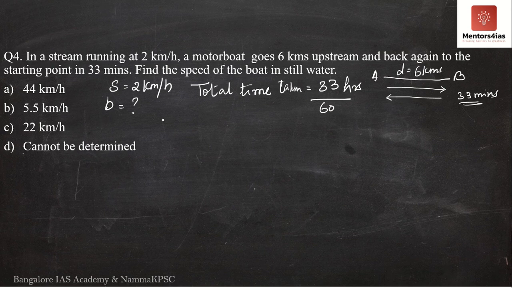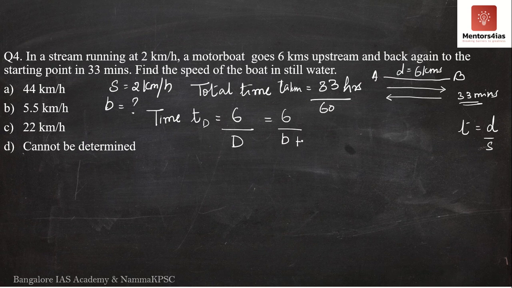Now if you consider the downstream speed, the time taken to travel downstream, let me write it as TD, that is to go from A to B. See, what is time? Time is nothing but distance by speed. The distance is 6 kilometers, and the speed is the downstream speed, nothing but B plus S. Therefore, the time taken to travel downstream is 6 divided by B plus S, where S is equal to 2 kilometers per hour.